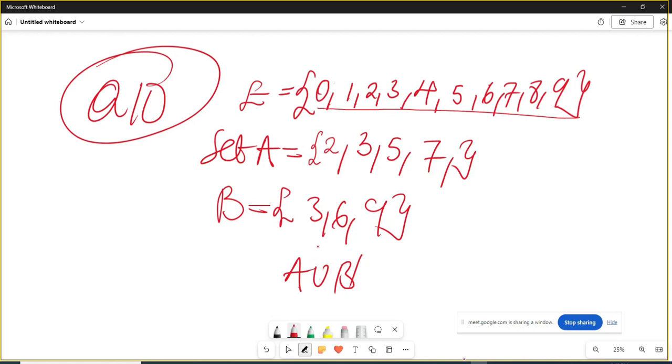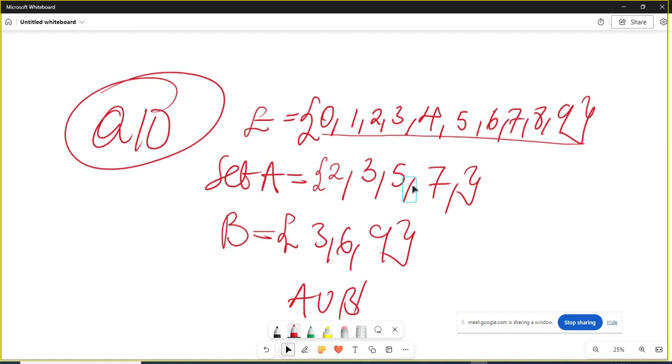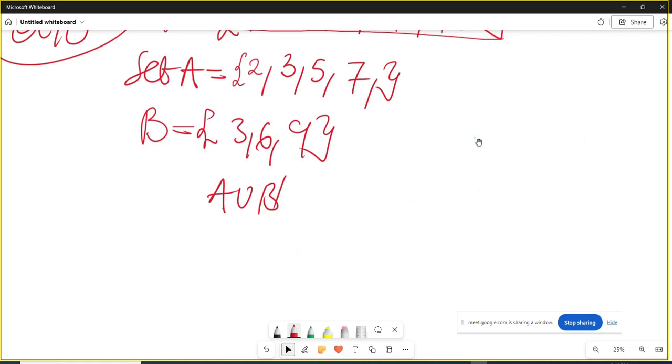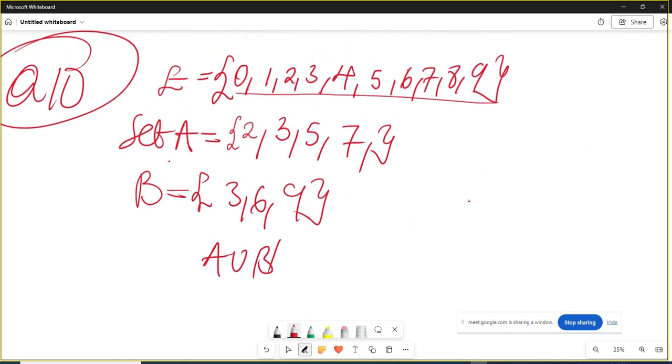A union B complement simply means that we need to combine the elements which are in set A and B complement. Since we know set A, we are better off. But we don't know B complement. We only know set B, which is 3, 6, and 9. So we first need to find the B complement. When we find B complement, that's when we are going to combine all the elements in A and B complement.